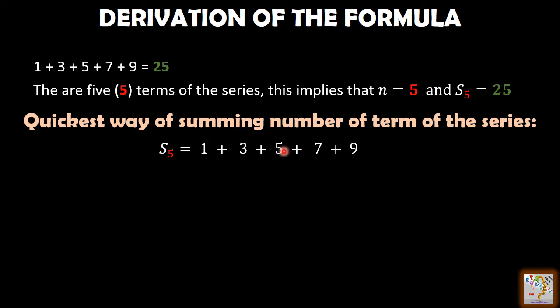So the quickest way of summing this is, the first step would be, we should rewrite this series in reverse. So in reverse, it means the last one becomes the first one, the first one becomes the last one. Very simple. If I write it again in reverse, the sum is still the very same 5 terms that we're talking about. So in reverse, the first term will be 9 and the last term will be 1. So you just write it in reverse. It will be 9 followed by 7 followed by 5, 3 and then 1.